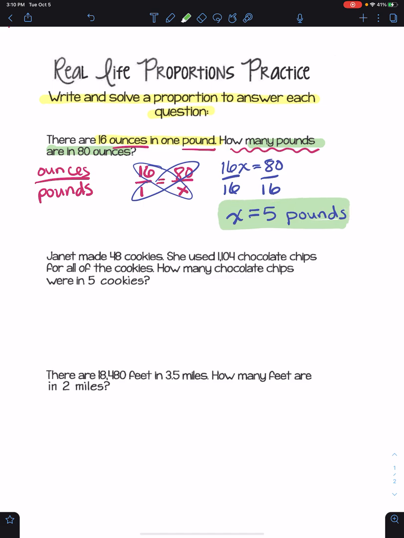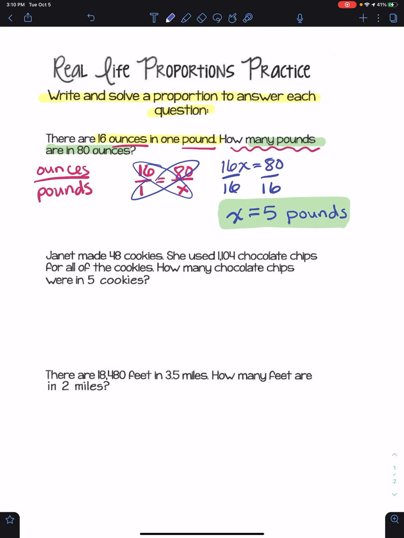All right, moving right along to example number 2. Janet made 48 cookies. I don't know how she knows this, maybe she counted, but she used 1,104 chocolate chips for all of the cookies. How many chocolate chips were in 5 cookies? So we are comparing cookies and chips. So I will do cookies over chips. Again, it doesn't matter if you do cookies on top or chips on top, as long as you do it the same way for both of your fractions.